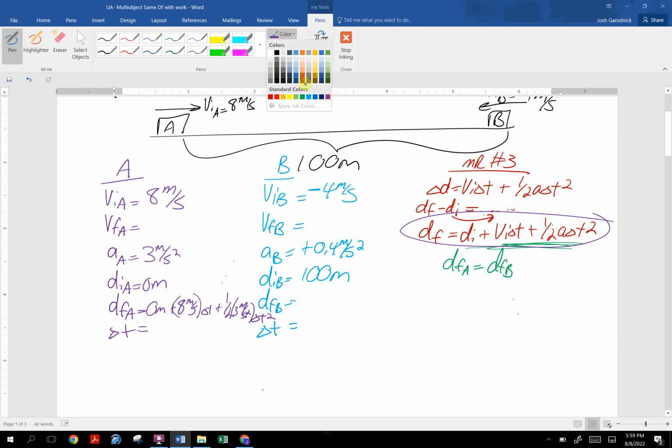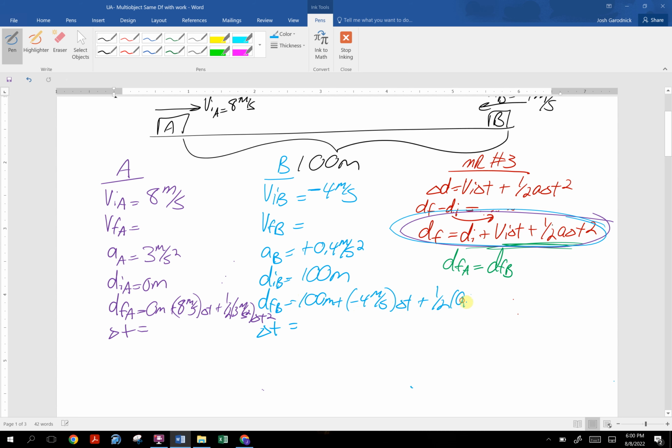Squeezing that equation in. I'm going to write it for the final position of B, which, again, I'm just looking at the equation on the right here. And it says final position equals initial position, 100 meters, plus initial velocity times time, negative 4 meters per second, times time, plus 1/2 acceleration, 0.4 meters per second squared, times time squared.